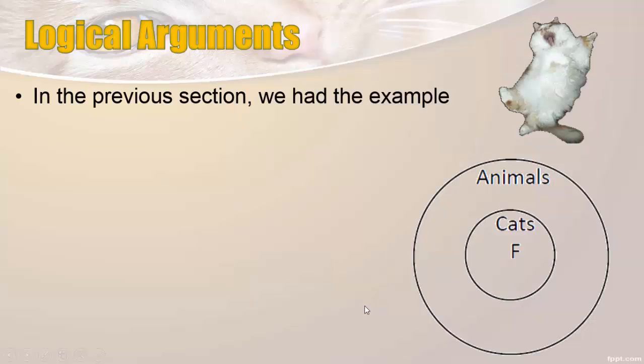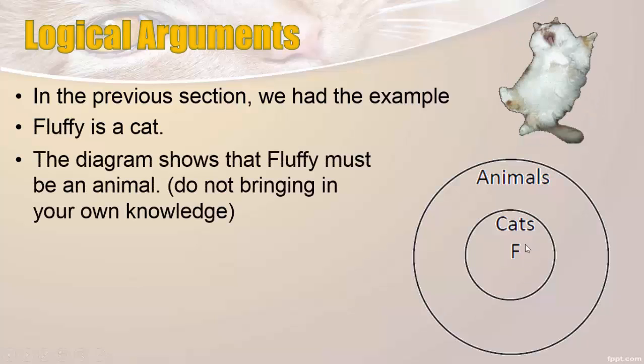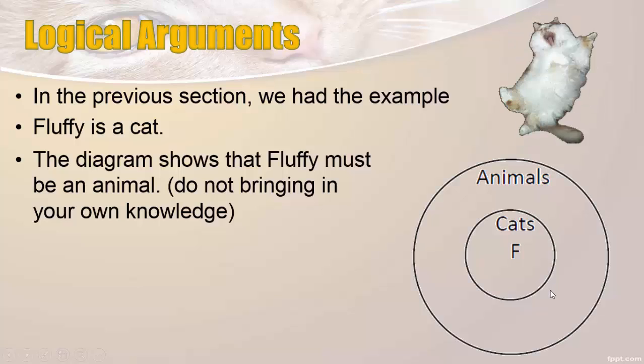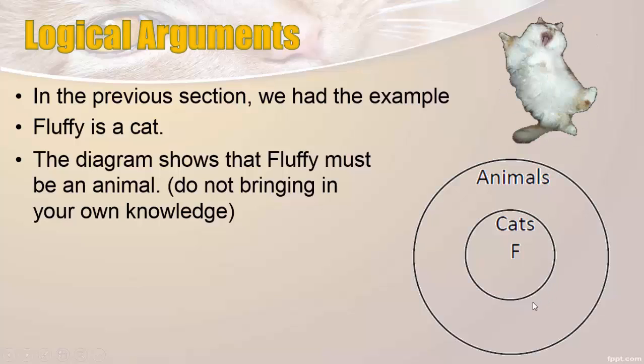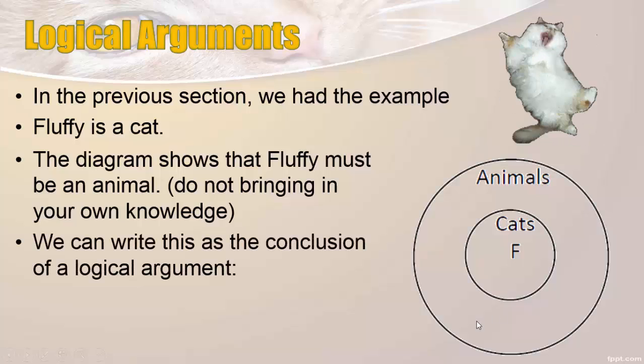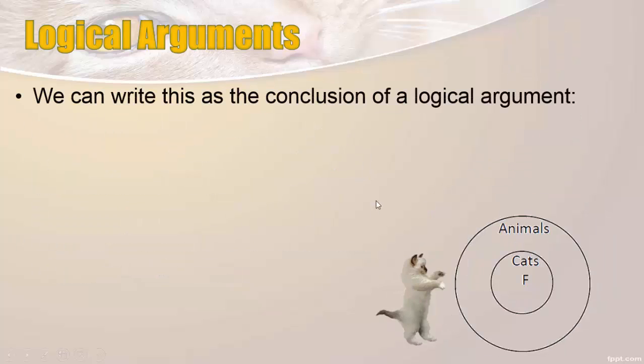In the previous section we had the example where Fluffy is a cat, and the diagram here shows Fluffy the cat, and Fluffy must be an animal. We do not want to bring in any previous knowledge or anything else, just what we're told about Fluffy. So we can write a conclusion of a logical argument, meaning we can take this diagram and conclude something about it. So we can use our Euler diagram to write a logical argument and then come to a conclusion about it.